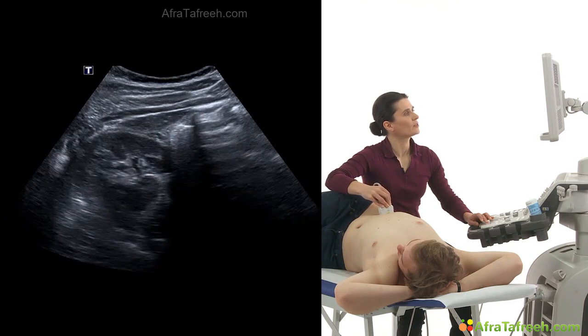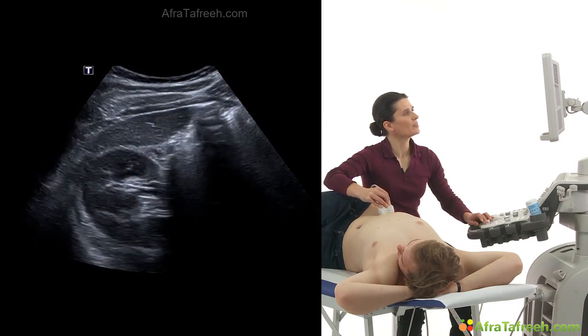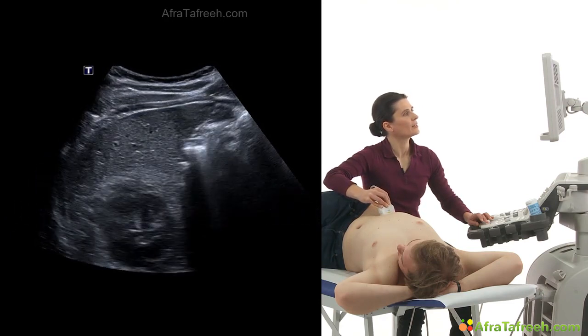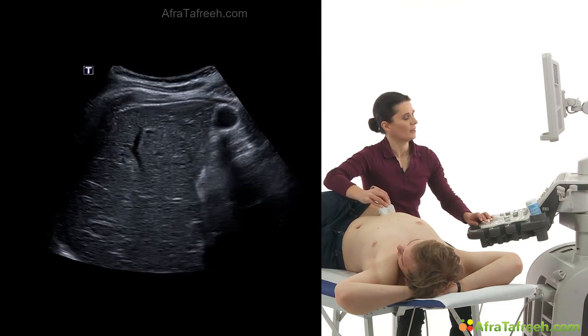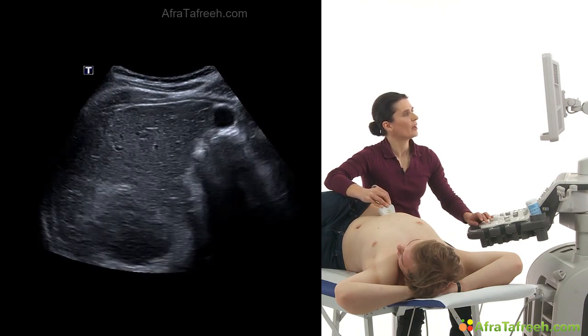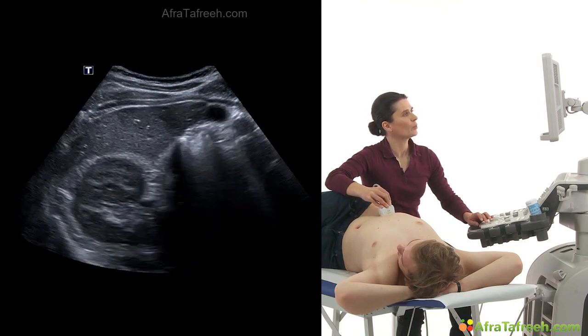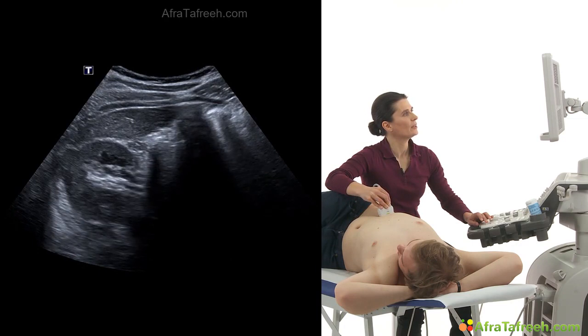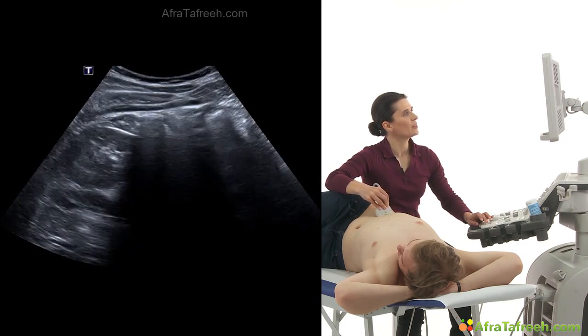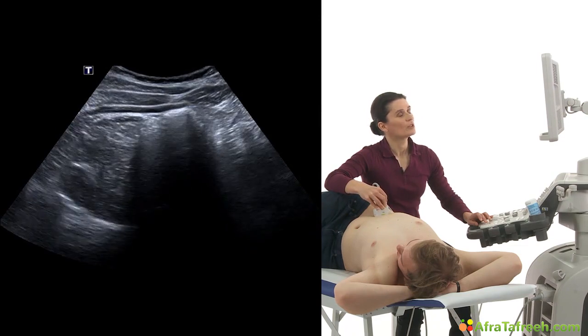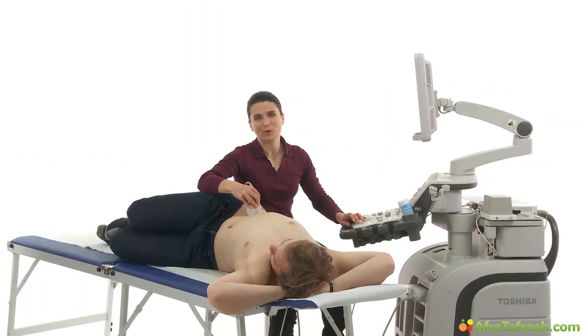Now I tilt the transducer upwards until I can see the upper pole of the kidney and here the right liver lobe. And now I tilt the transducer downwards again, slowly to assess the whole organ until the kidney disappears. So I know that I've seen the lower pole too.